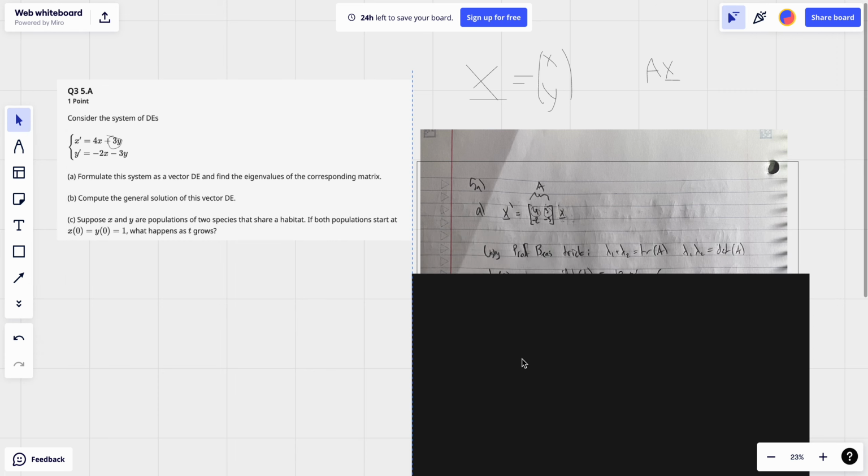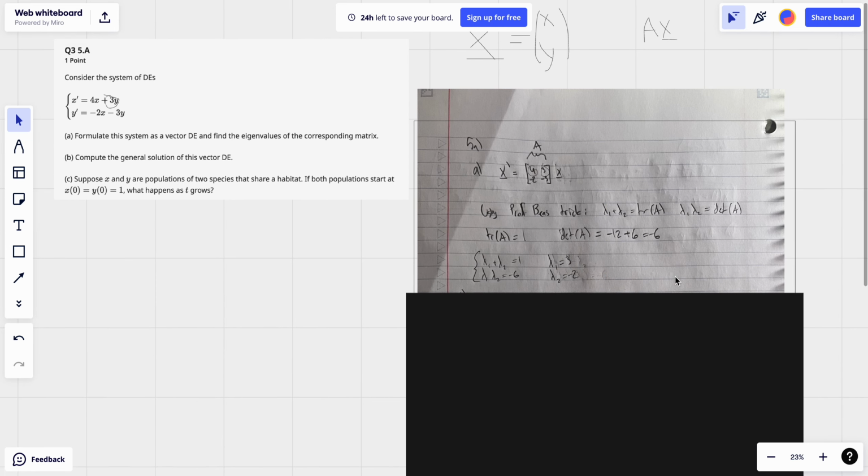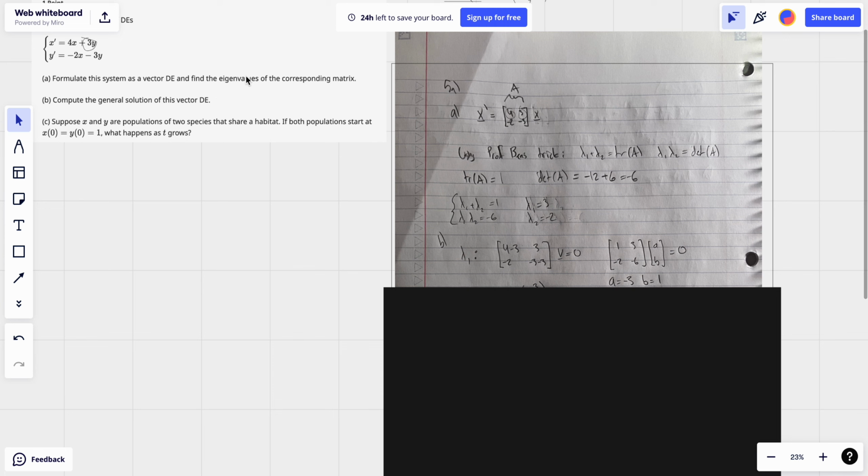And then our next step is using a little trick of lambda 1 plus lambda 2 is equal to the sum of the diagonals of A, and lambda 1 times lambda 2 is equal to the determinant of A. We can set up this system of equations, and solving them gets lambda 1 is equal to 3 and lambda 2 is equal to negative 2. From there, we now did part A.